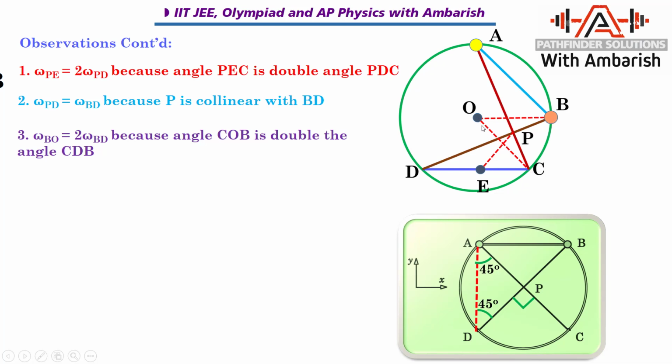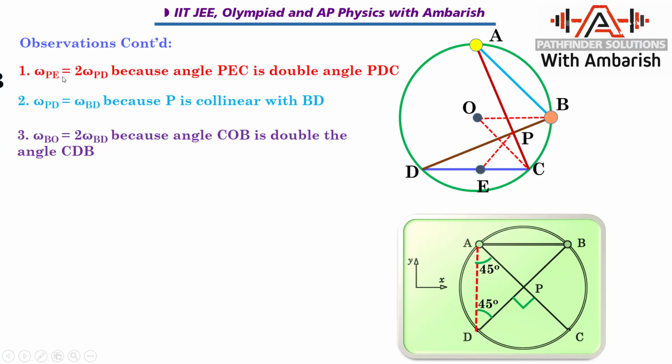Now CO is a fixed line and angle COB is double the angle CDB, and CD is also a fixed line. That means what? So angular velocity of B about O must be double the angular velocity of B about D. So that's established. I hope this is clear, because the angles are always in the ratio 1:2, so angular velocities are also in the ratio 1:2, because angular velocity is nothing but the time derivative of the angles. All right, so this is established.